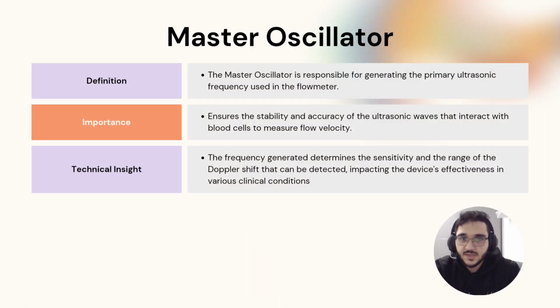For the master oscillator, definition: the master oscillator is responsible for generating the primary ultrasonic frequency used in the flow meter. The importance of the master oscillator is that it ensures the stability and accuracy of the ultrasonic wave that interacts with blood cells to measure flow velocity. The technical insight: the frequency generated determines the sensitivity and the range of the Doppler shift that can be detected.